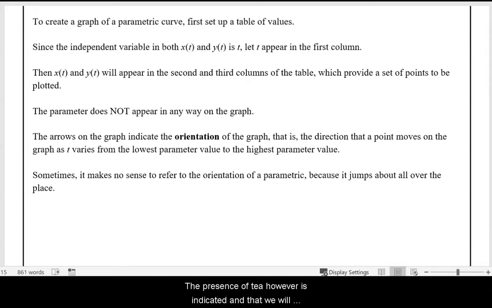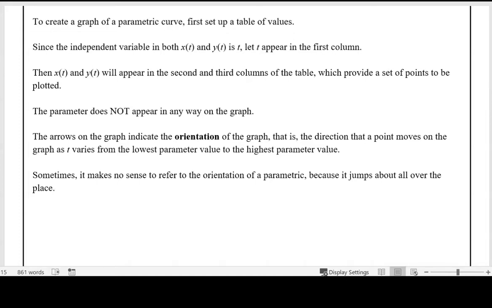The presence of t, however, is indicated in that we will put arrows on the graph to indicate the orientation or the direction in which the curve is traced. The arrows indicate that it must in fact be a parametric equation. The x of t and y of t appear as the second and third columns of the table. Unlike a typical t chart for the xy coordinate plane, which only has x and y, when you're graphing parametrics, you need three columns. The first for the independent parameter t, the second and third for the dependent variables x and y.